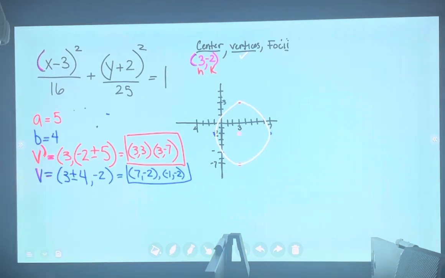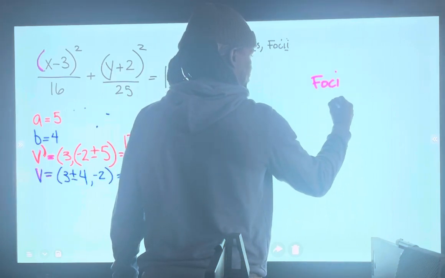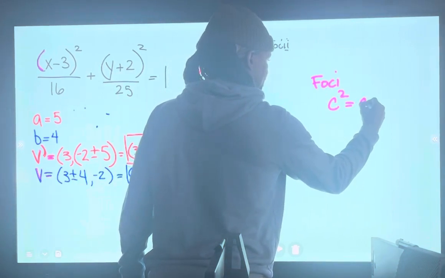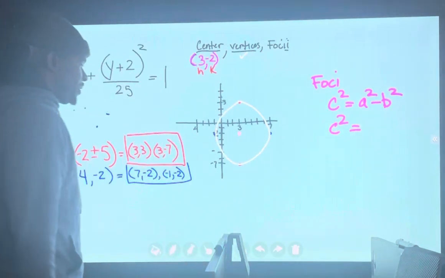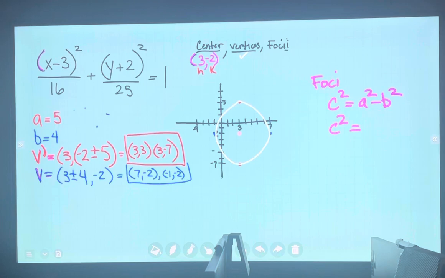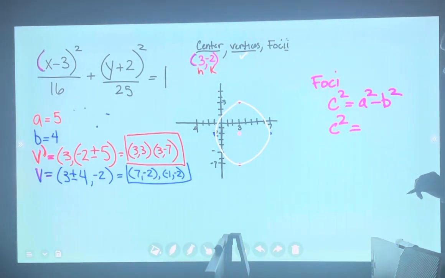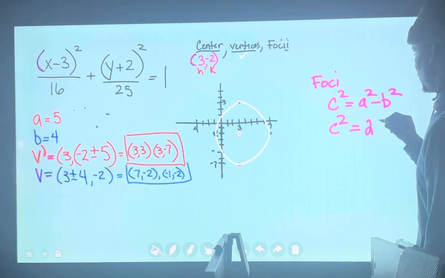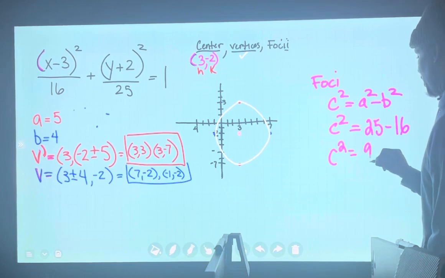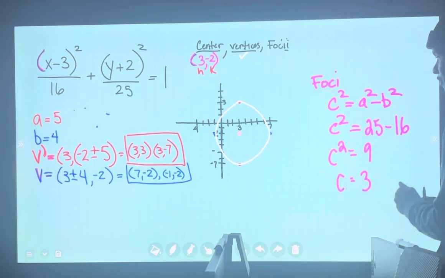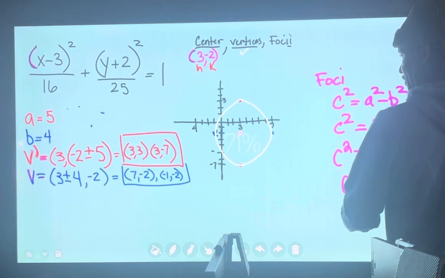All right, so we have to get the focus right now. The focus, remember, is c squared equals a squared minus b squared. What's a squared? 25, minus 16. So c squared is 9, making c 3. So your focus is on 3, but I messed this chart up.